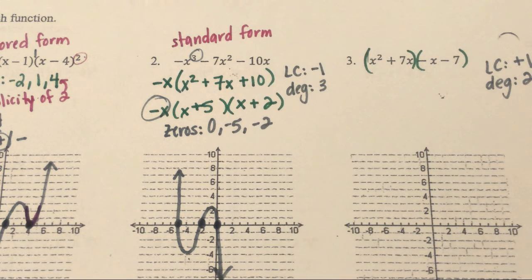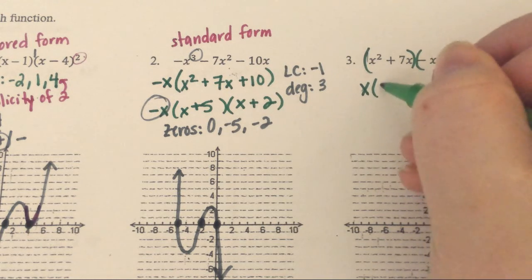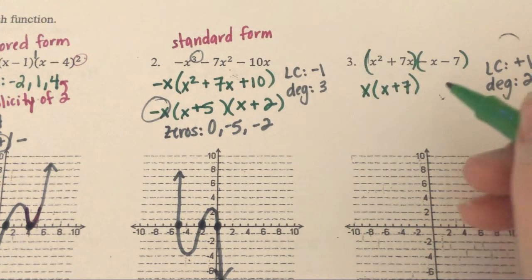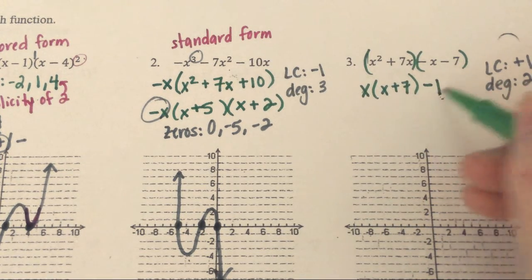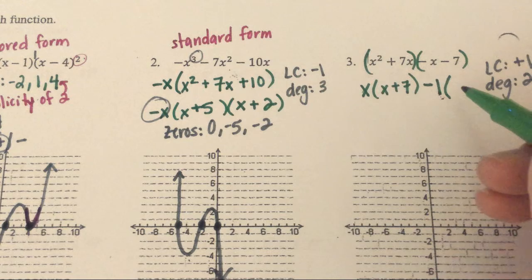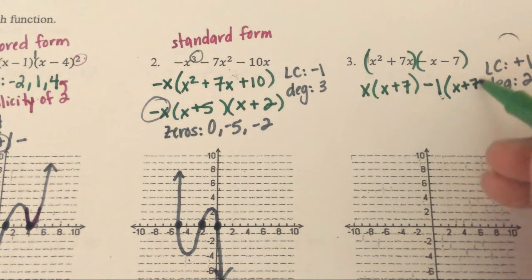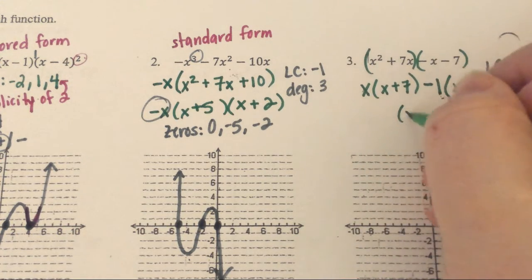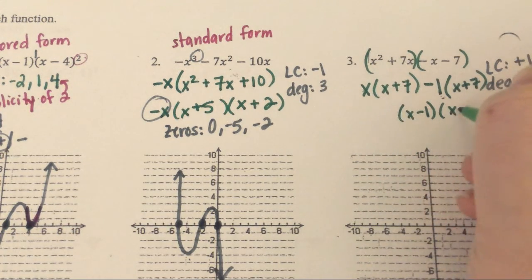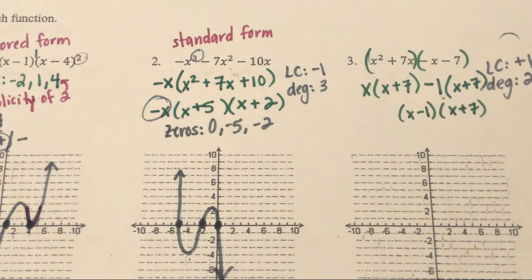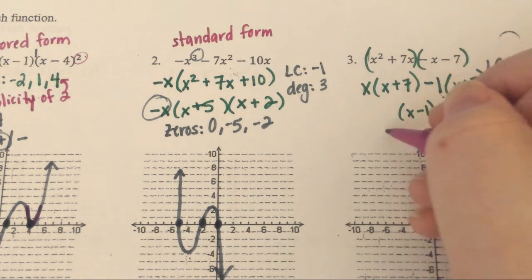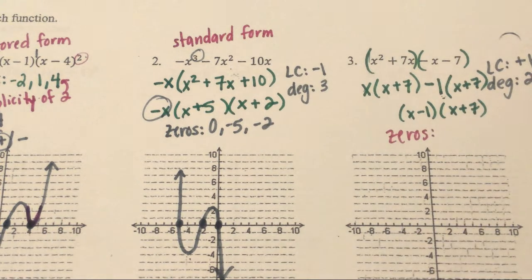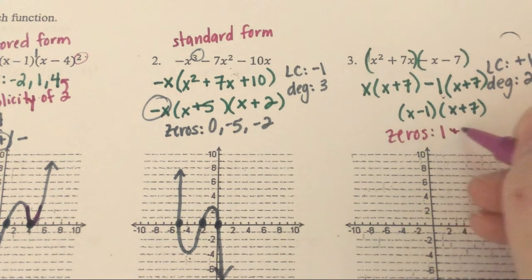Where can I pull out of the first group? Pull out an x, I'm left with an x plus 7. What can I pull out of the second group? Well, I'm going to put the negative 1 to help those, but do we have to write the 1? No, I'm just putting it for those who are trying to keep up. So that means I actually have x minus 1 and x plus 7. So my zeros are at 1 and negative 7.